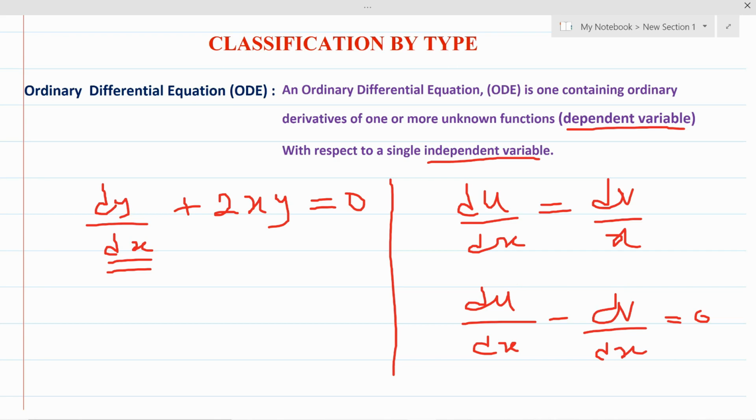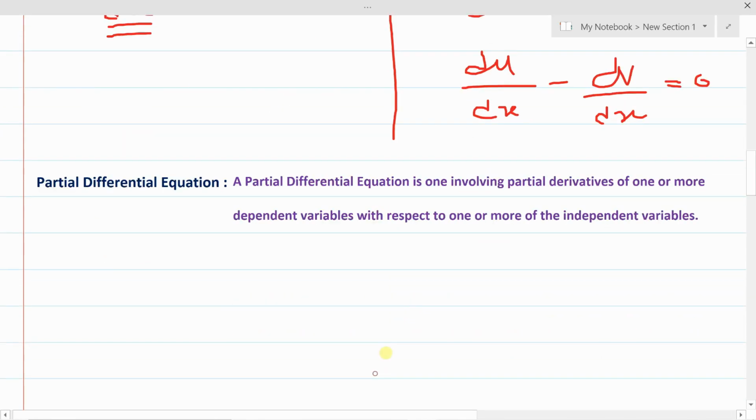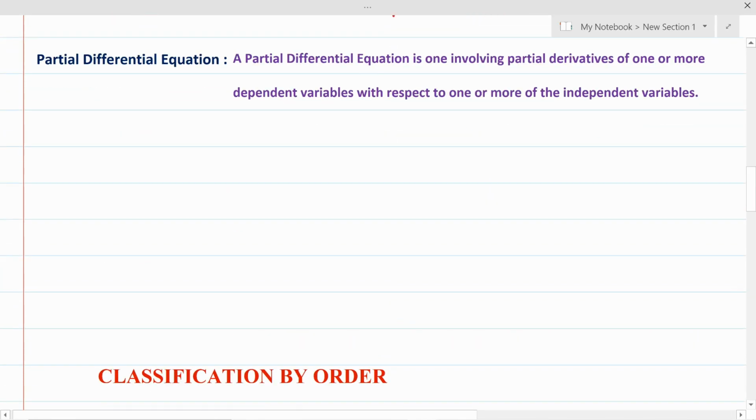All right, so let's continue with it and go to the next one. Partial differential equation. A partial differential equation is one involving partial derivatives of one or more dependent variables with respect to one or more of the independent variables. So here the dependent variables can be many, and also the independent variables can be many. The dependent variable can be just one, but the independent variables should be many for it to be a partial differential equation.